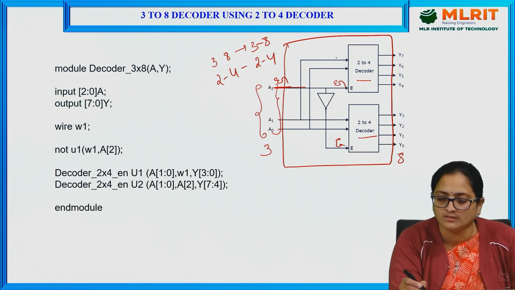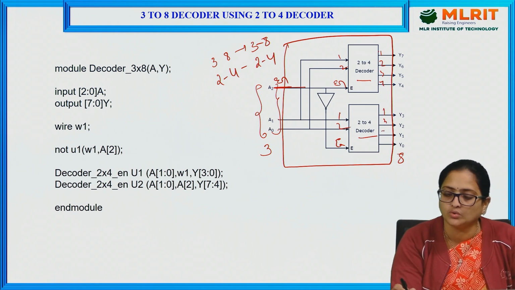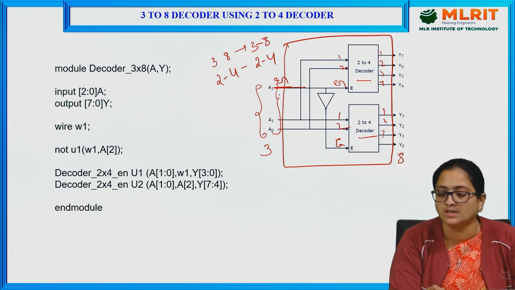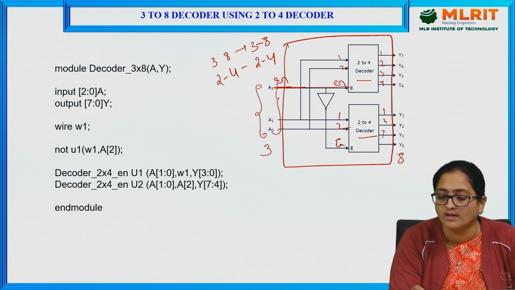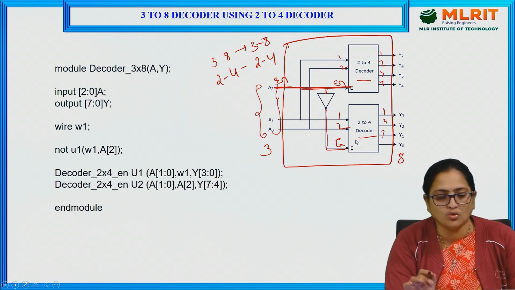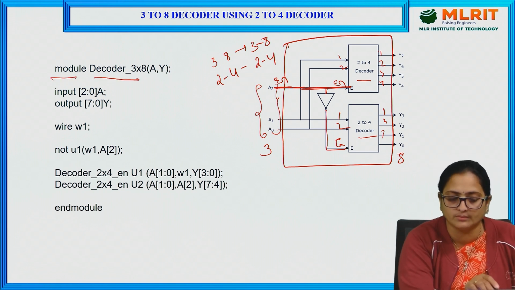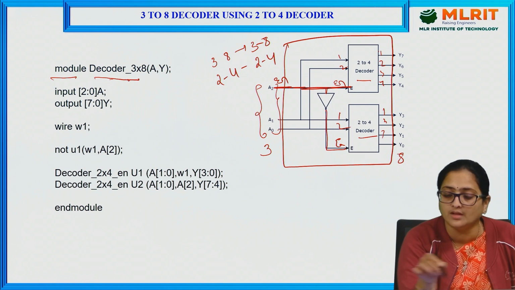See here, 2 inputs, and 4 outputs. Here also 2 inputs and 4 outputs. But the third input which we are considering here is the enable pin for both 2 to 4 decoders. The code for this is: module, decoder name, that is the module name.